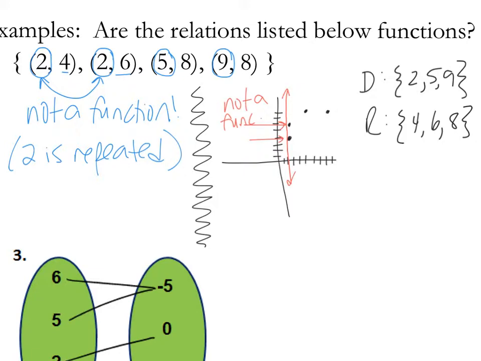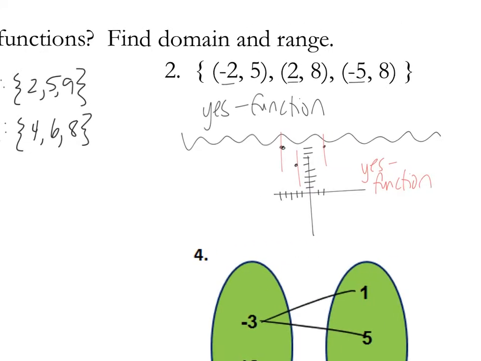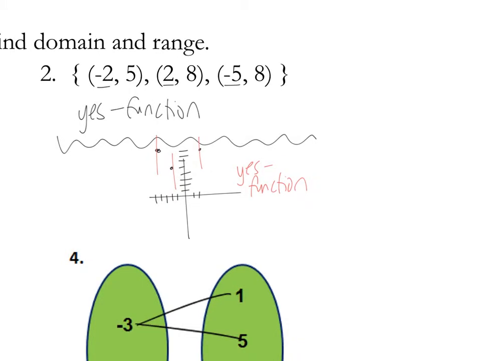Moving on to the next one that we're going to do domain and range for. I'm going to write domain, range. Again, the domain has to do with the X values. So we have X values of -2, 2, and -5. I'm going to list those: -2, 2, -5. You don't have to put them in order. You can if you want to, it doesn't matter. It's just a list of numbers. And then the range, we have 5, 8, and 8. So I'm just going to write 5 and 8.